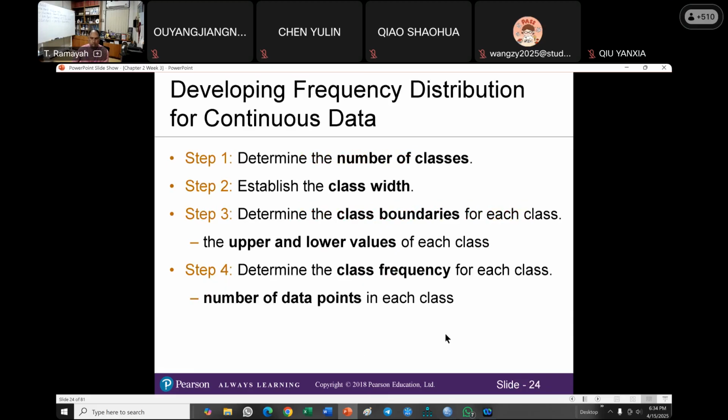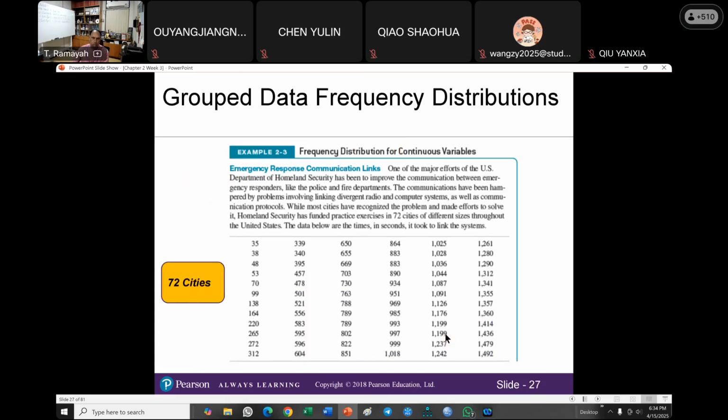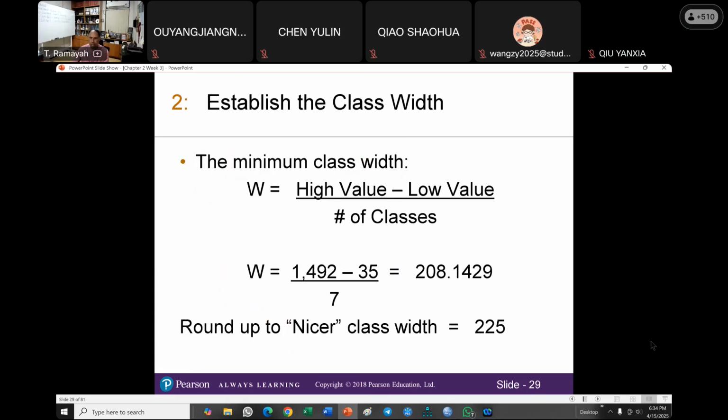So here, let's say just now we have 225. If you bump it to 250, some of the groups will be 0. That's why we don't use too big a scale. Okay, width of the class.